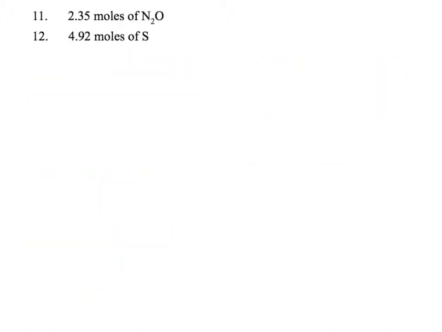In problems 11 and 12, we are trying to find out the number of molecules or the number of atoms. So in other words, the number of individual particles. Since we're working with individual particles, we're no longer dealing with mass, so we won't need molar mass for this one. Instead, we're going to use Avogadro's number. So here's Avogadro's number. Each mole is worth 6.02 times 10 to the 23rd particles, and those particles could be things like atoms or molecules.